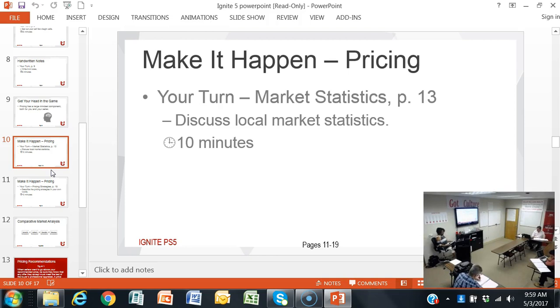Then we talked about the local market conditions. And on page 13, it starts asking you your turn. What are current local market statistics in your target area? Do you know, like, average days on market? Anybody been researching things like that for anywhere that they're working? And you can do that in MLS.